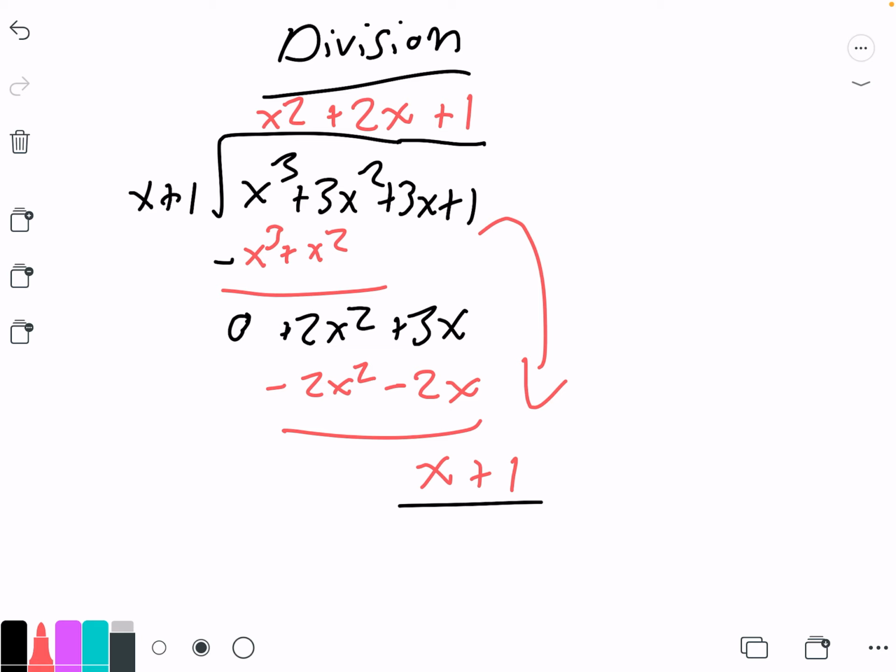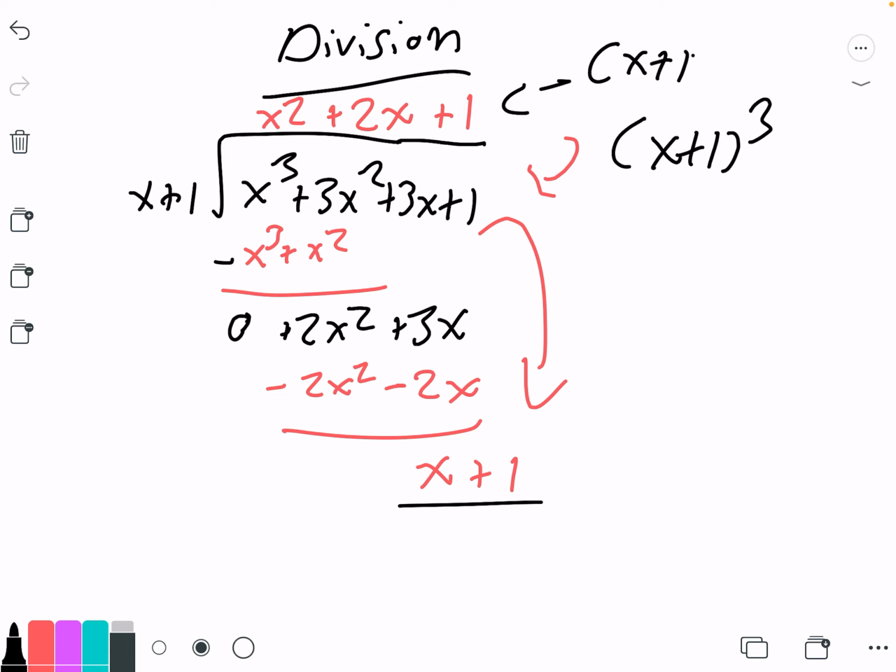Just a quick note here, you might have noticed that if we factor this, it's actually x plus 1 cubed. If you factor the answer, it's x plus 1 squared. And we were dividing x plus 1 cubed by x plus 1, and we got x plus 1 squared. Just a quick note. So let's look at an example with a remainder.